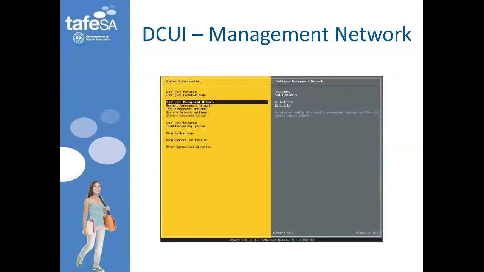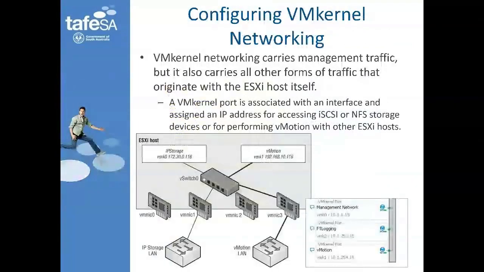So here it is. We configure the management network, and this is our IP address, and we can also configure which physical network card is actually doing it. So this is what I'm talking about with the DCUI. Configuring the VM kernel networking.